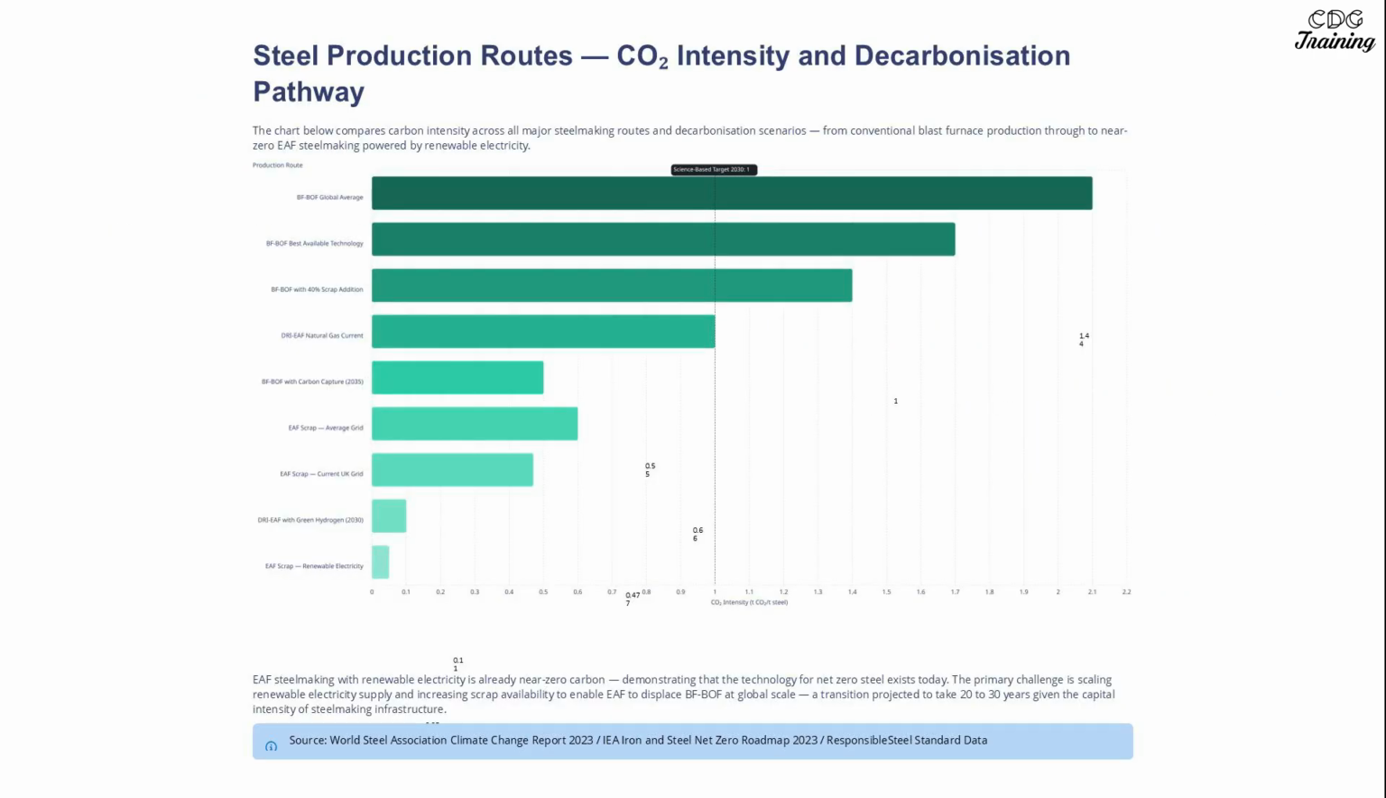This chart illustrates the CO2 emissions across various steel production methods. Transitioning to electric arc furnaces powered by renewable energy can significantly reduce carbon intensity, paving the way for a more sustainable future in steel manufacturing.